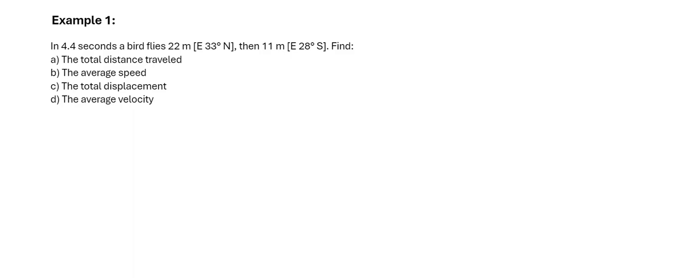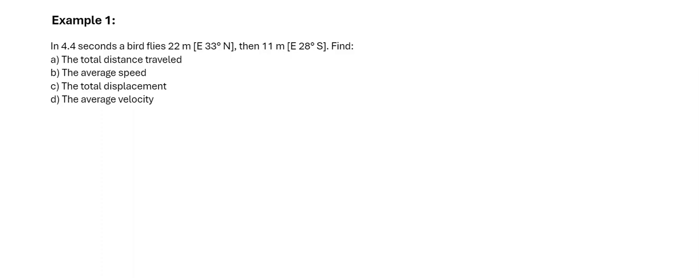Today's video, we're going to be going over 2D vector addition problems using components. Let's take a look at example 1. In 4.4 seconds, a bird flies 22 meters east 33 degrees north, then 11 meters east 28 degrees south. Find the total distance traveled, the average speed, the total displacement, and the average velocity.